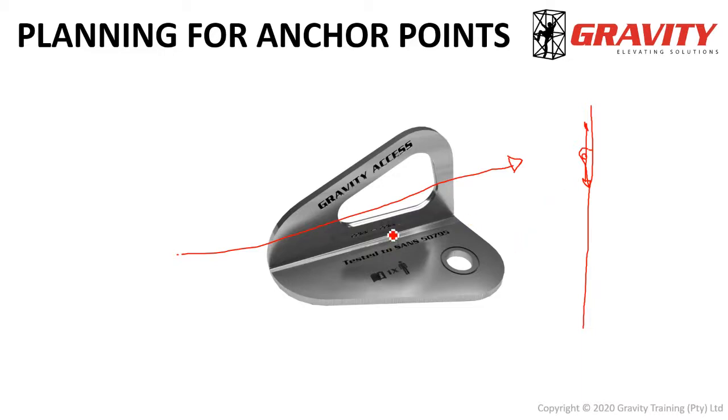Most hangers are not designed to be used in the perpendicular axis, seeing as you would then pull the anchor point out of the substrate. Now, the one on your screen, the gravity access anchor point, if you can see that, it might be a bit blurry on your screen. This specific gravity access anchor is designed to be equally strong in both directions.